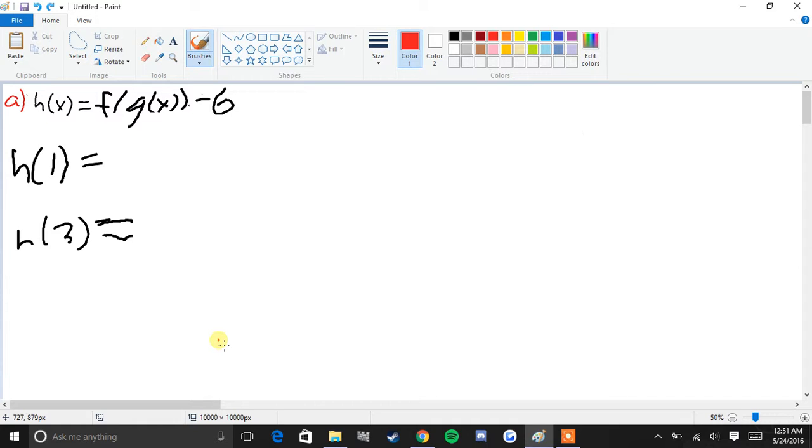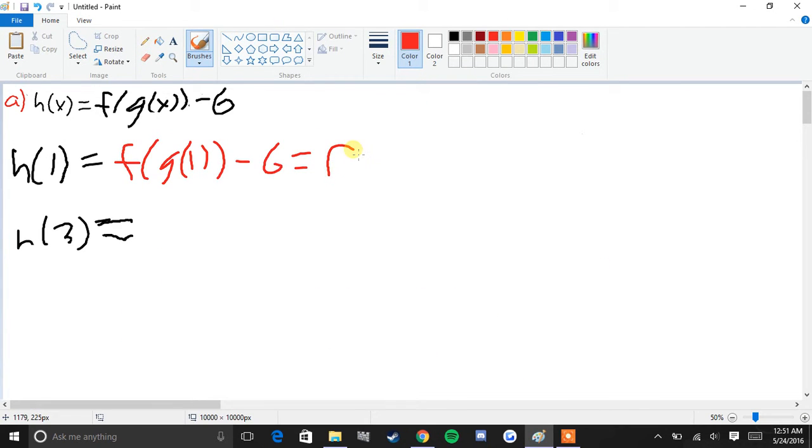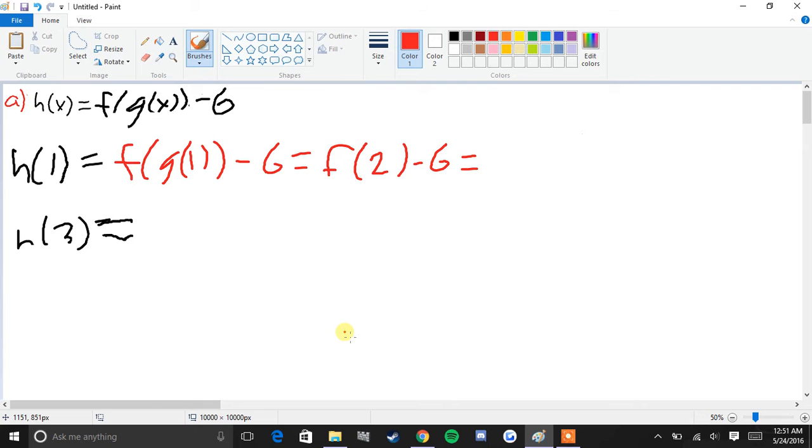So we have f of g of 1 minus 6. We're going to look back at the table and find g of 1. We have g of x, x is 1, that's 2. So we plug 2 in. F of 2 minus 6 equals, now we have to look up what f of 2 is. F of x at 2 is 9. So 9 minus 6 equals 3. So that's what h of 1 equals.